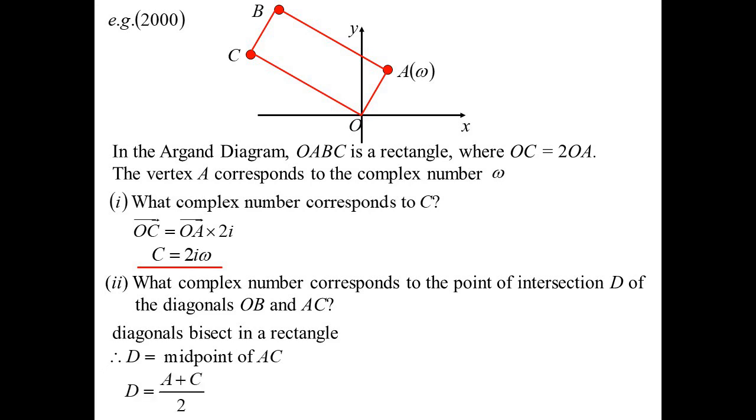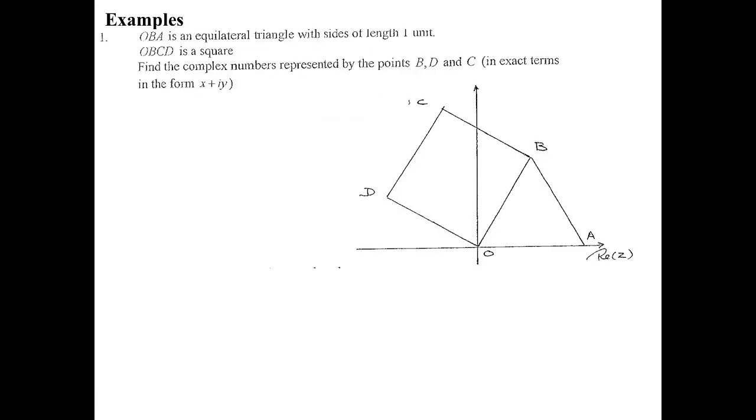So the point D would be the point A plus the point C divided by 2, because it's the midpoint. So just our standard midpoint formula. Sub in what we know. So omega plus 2 omega over 2. Well, that's probably good enough for an answer. Wow, I factorised it and made it a half plus i times omega.